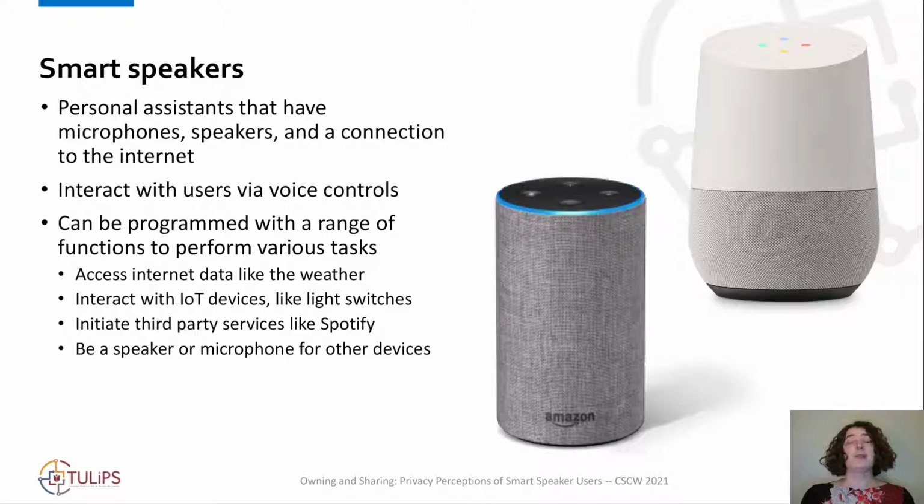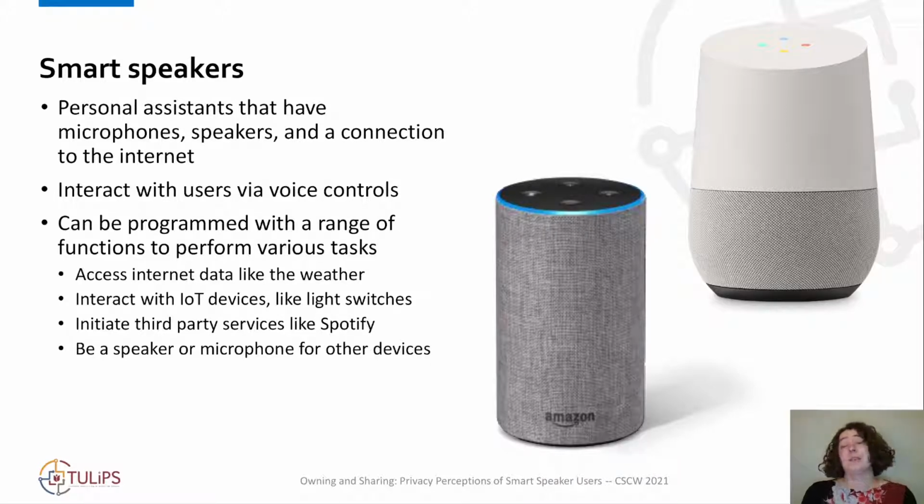A smart speaker, for those of you who might not have run into one, is a personal assistant that has a microphone, a speaker, and a connection to the internet. It's used as kind of an interaction point for voice commands. So the idea is that you'll give a voice command to the smart speaker, which will then carry out that action using a range of different connection points.